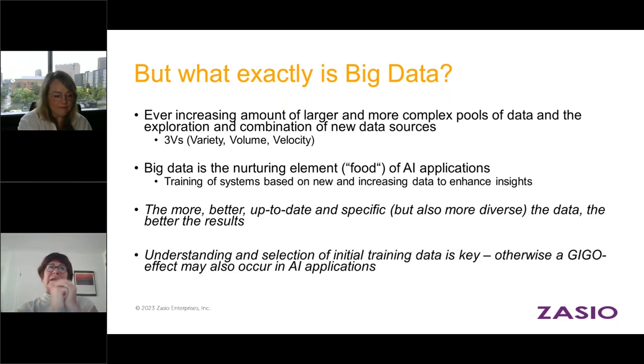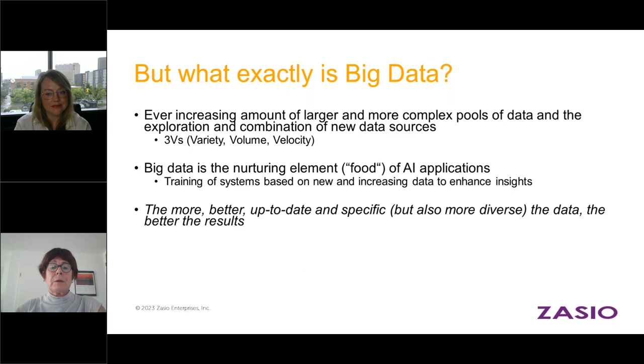Also the GIGO, in fact, as I mentioned, garbage in, garbage out, still is, of course, when we come to biases in data, always still a challenge. So the understanding and the selection of the initial training data is very key. That's where the GIGO effect comes in, because even if the system is smart in learning, if the baseline is wrong, it takes a longer time to ultimately come up to speed with good results.